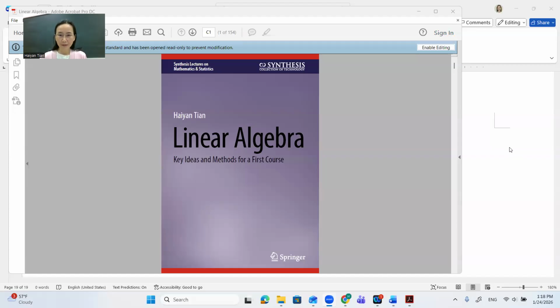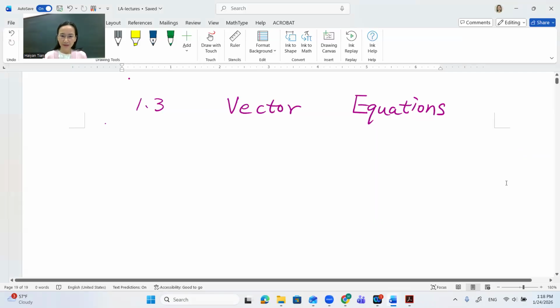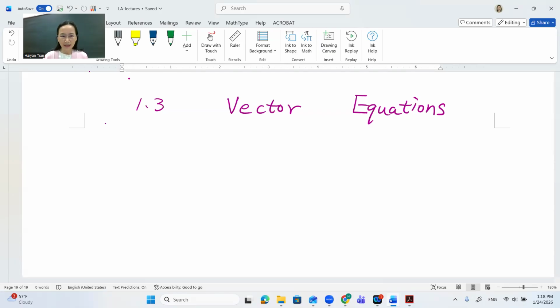Linear systems can be represented by vector equations. So vector equation form is another form for a system. First of all, I want to talk about vectors. So what are the vectors and what kind of operations we can do using vectors?